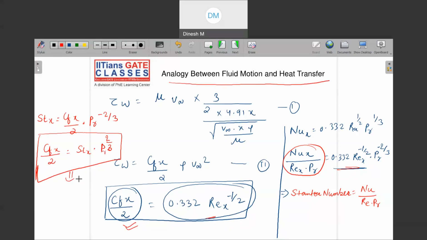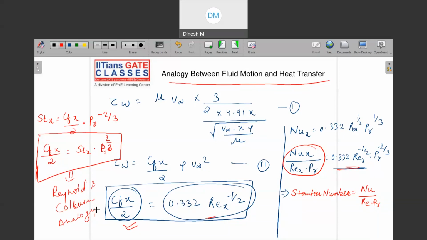Okay. So this is called Reynolds-Colburn analogy. Okay. So sometimes they used to ask us what is this analogy. So we will be able to answer that this is the Reynolds-Colburn analogy, which is able to correlate heat transfer and momentum transfer. Can we see? Yes.